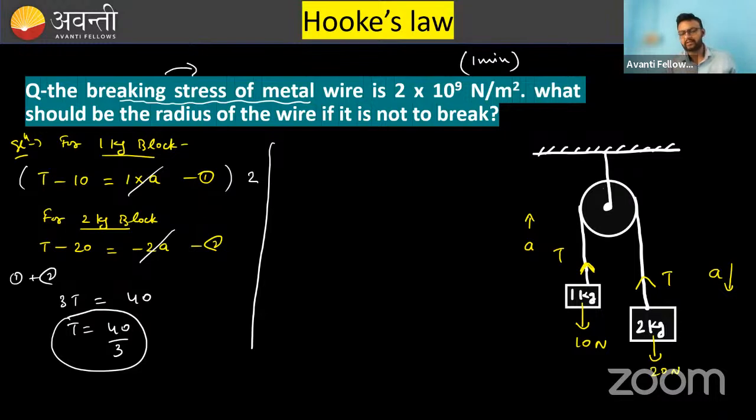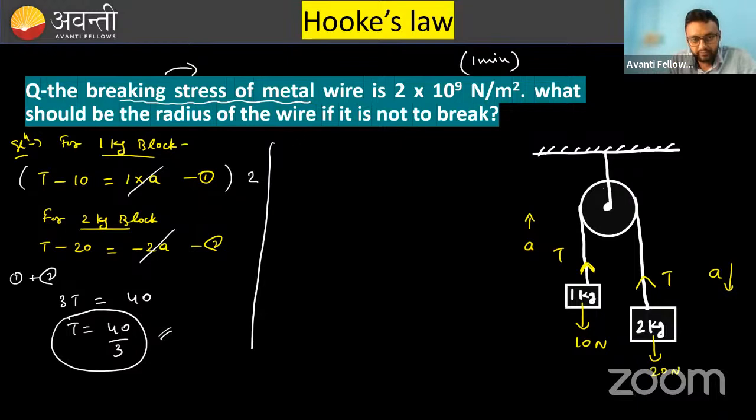Now listen to me. For example, this is a wire. If I apply some force on it, after a certain point, if I increase the force, it may break. So that breaking stress is given. And the force acting on it is also constant, which is 40 by 3 Newton. So what should be the radius?